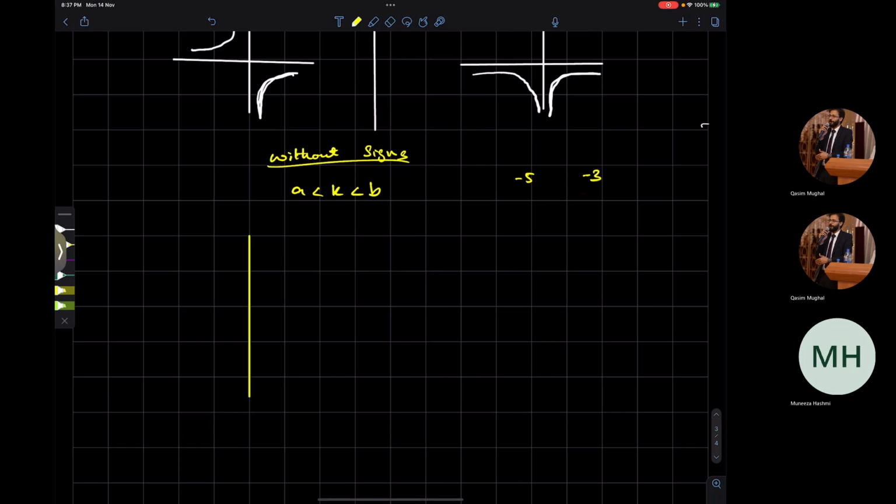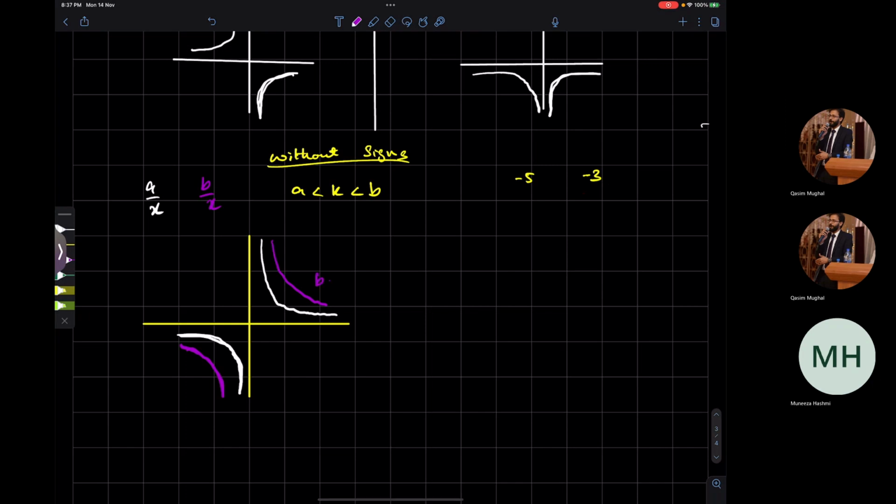Let's just say I have a over x and then b over x. So b over x, I'm going to do it with the purple line, and a over x, I'm going to do it with the white line. So a in this case, as you can see, I've written down the inequality, is a smaller number. So the smaller the number, closer it is going to be to the x-axis and the y-axis. And larger the number, it is going to be away from the x-axis and the y-axis.